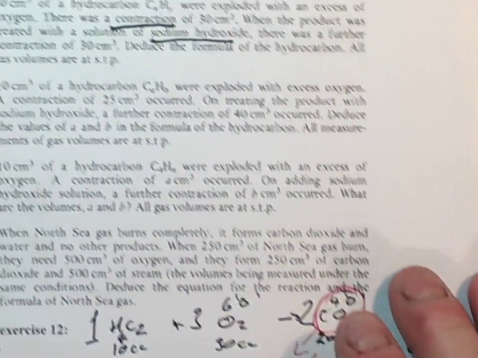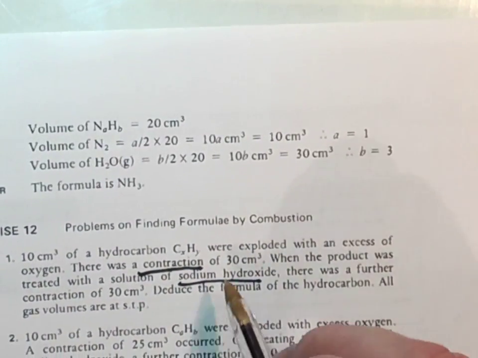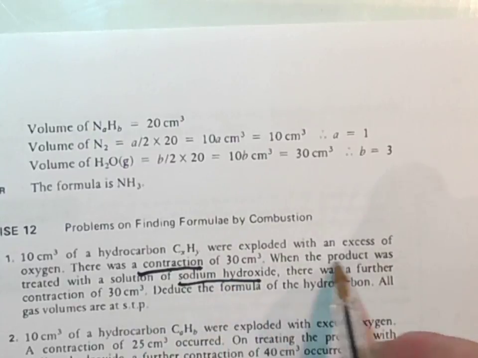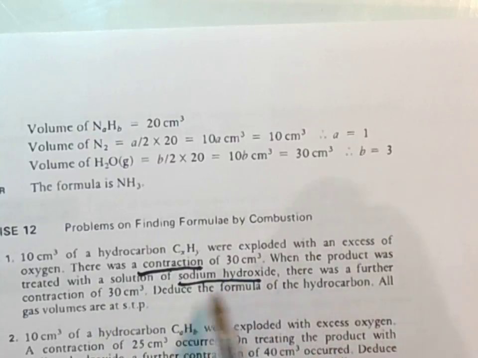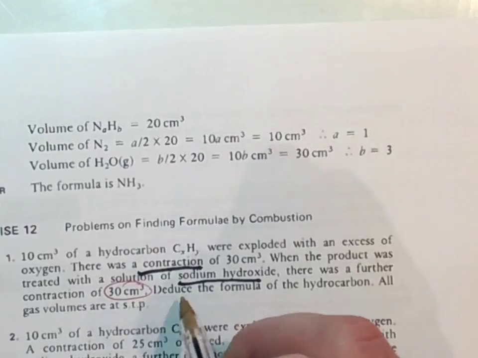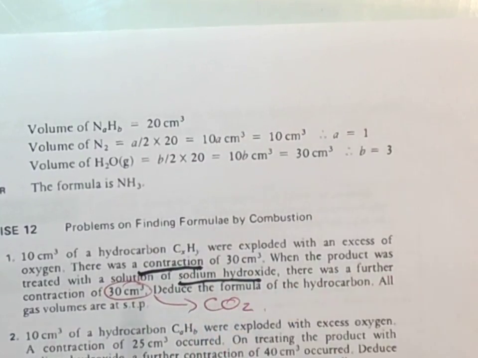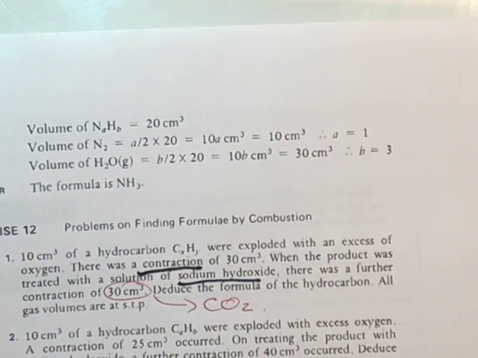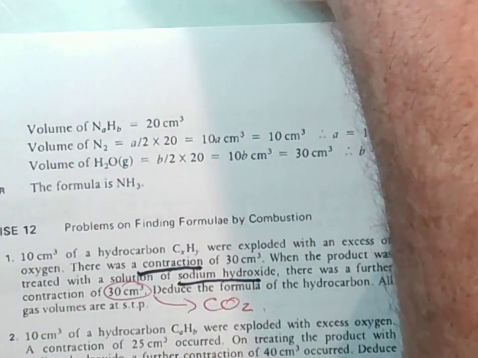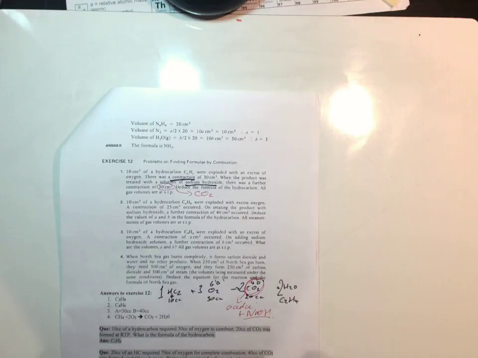So what information can I therefore take from my question up here? If it tells me here when the product was treated with sodium hydroxide there was a further contraction of 30 cc's, what they're telling me there is that I had 30 cc's of carbon dioxide. Okay, now let's go back here and we'll deal with the other information. Okay, so I'll just zoom back out again, so we've got a little bit of room to do a calculation.